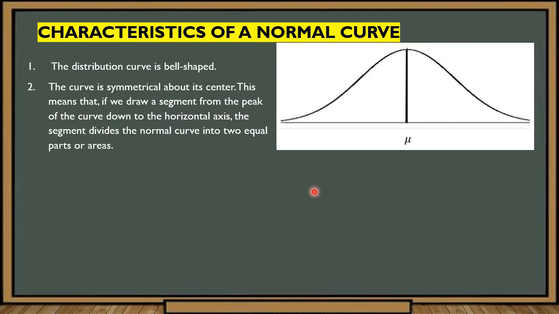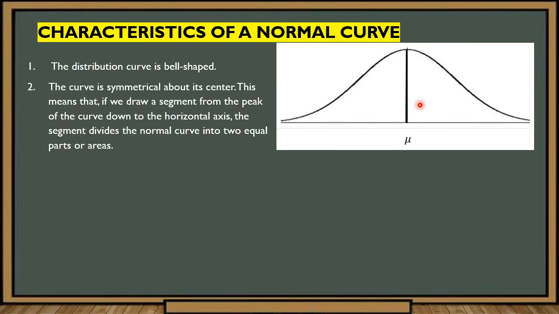This means that if we draw a segment from the peak of the curve down to the horizontal axis, the segment divides the normal curve into two parts or areas. So if we draw a segment on the center of the curve, just like what you see in the picture, mula tuktok pababa sa horizontal line, the segment divides the normal curve into two equal parts. And take note, we have here the mu. The mu is located at the center of the curve. So again, this segment divides the curve into two equal parts.